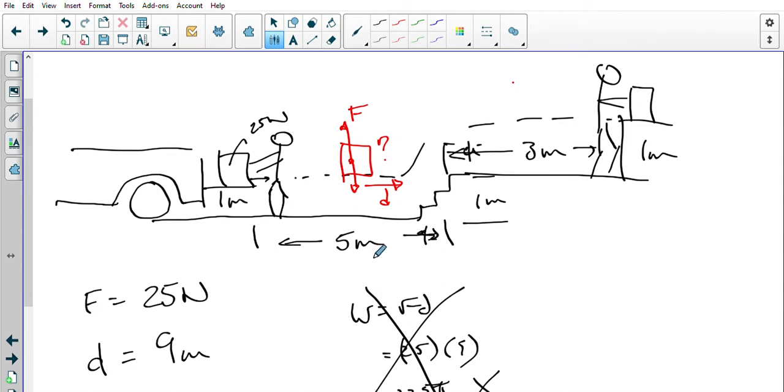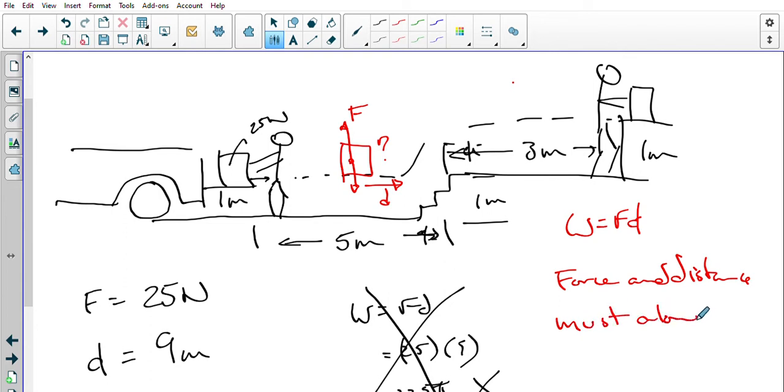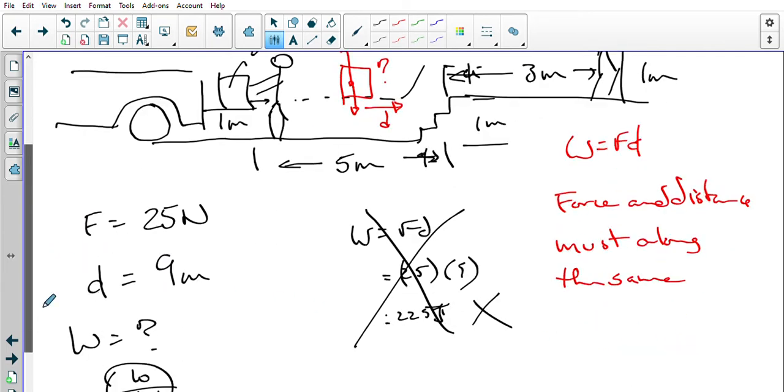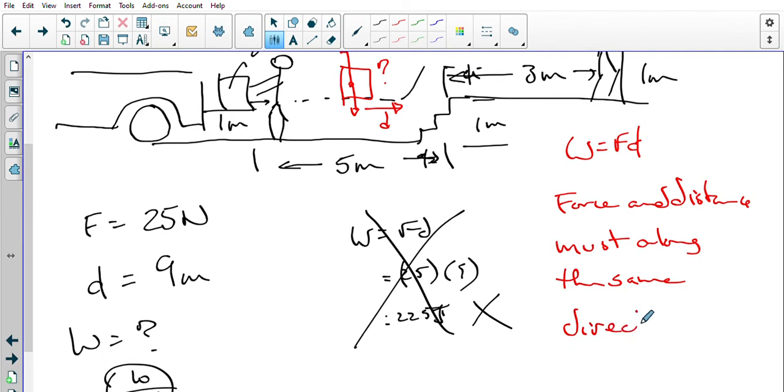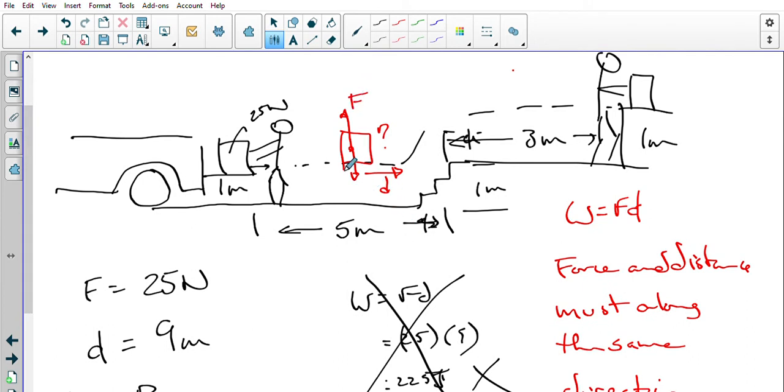What's going on here? Well, when we talk about work being force times distance, the force and the distance must be along the same direction. So what that means, coming back to this scenario, my force is going up. When do I move up? Well, the only place I'm moving up is here. So this is the distance that I moved upwards in the same direction of the force.